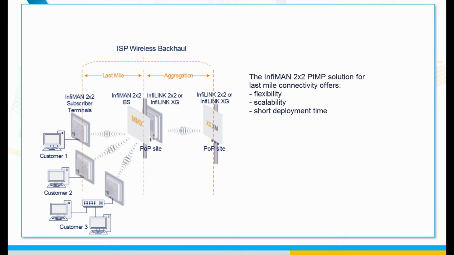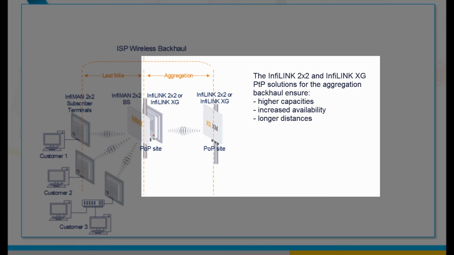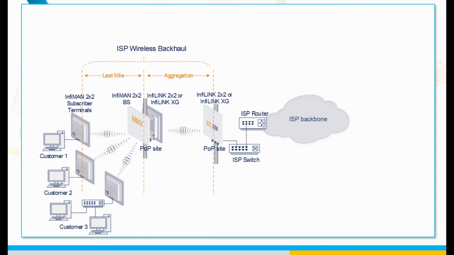The practical implementation using the InfiNet 2x2 product family in the sub-7 GHz spectrum is best fit for the last mile, as it offers flexibility, scalability, and short deployment time. The aggregation segment requires higher capacities, increased availability, and longer distances, which can be achieved by using the InfiLink 2x2 or InfiLink XG point-to-point products. The backhaul ensures the transmission towards the router that is connected to the ISP high-speed backbone.